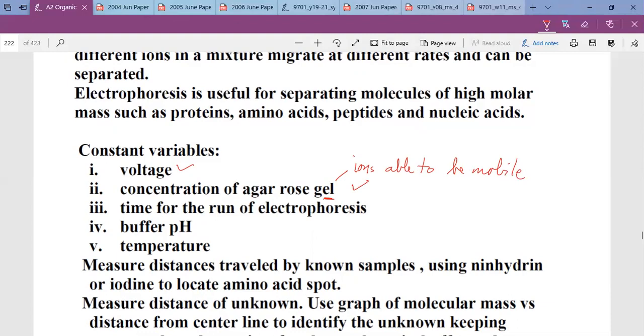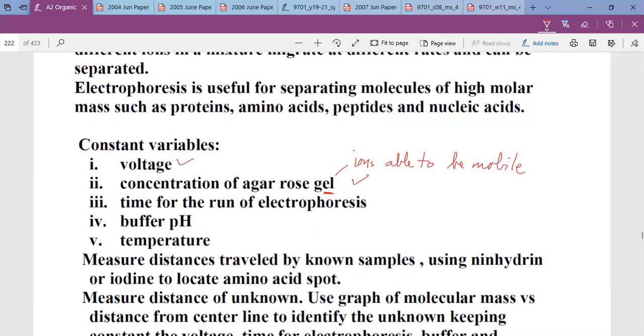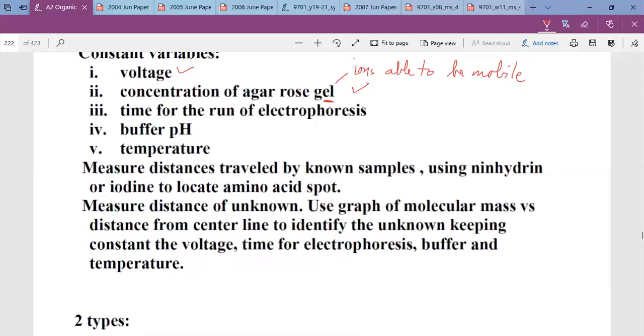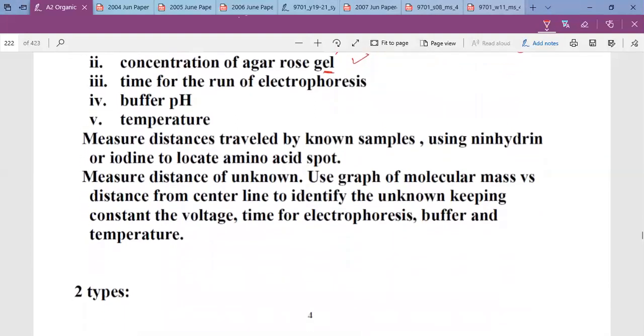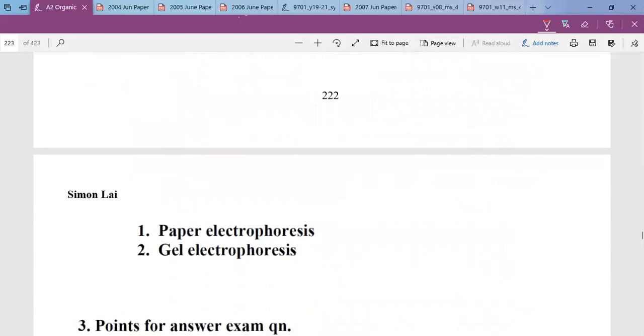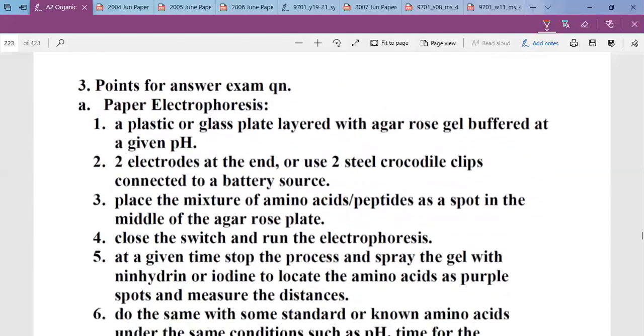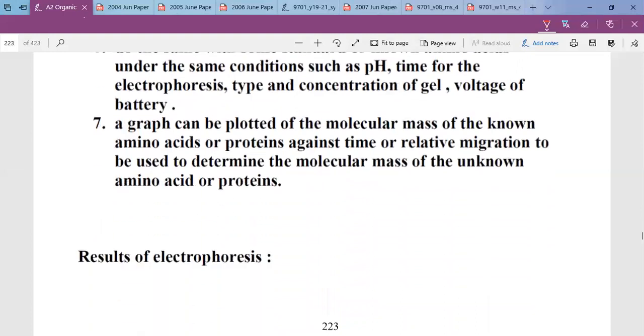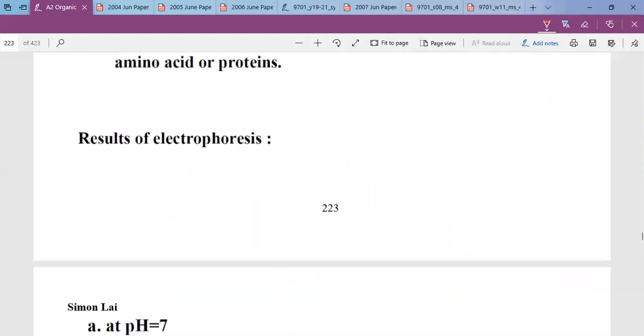Time run, I'll tell you later. Buffer, temperature, and so forth. Get rid of all these things. Actually, the graph is very nice, and it can be used for Paper 5. There are 2 types, paper and gel. Don't worry about it, get rid of those details yourself. Now I want to talk about the results. This is more important.